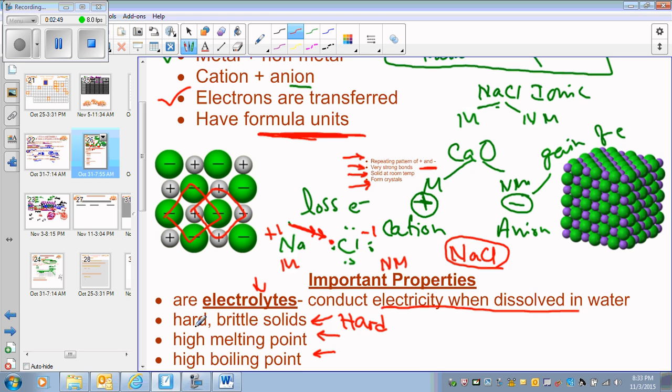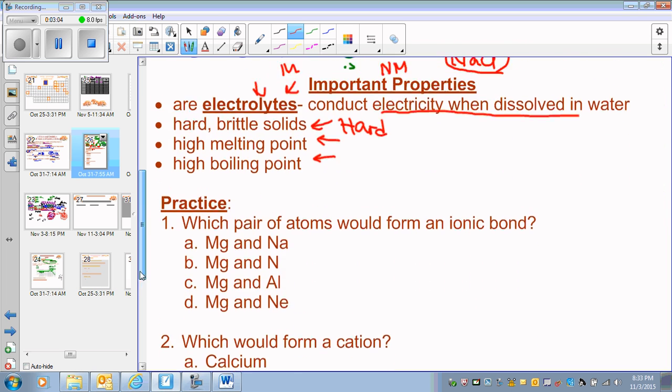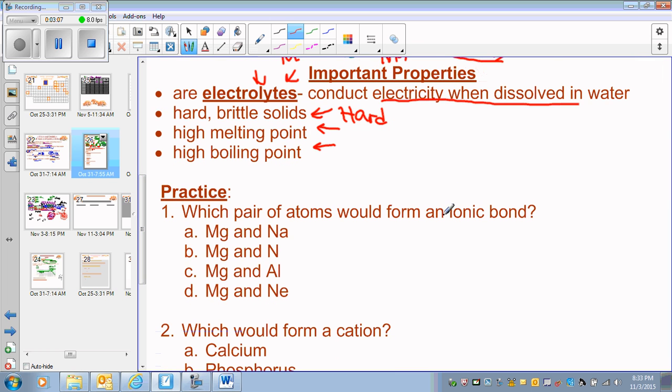They have high melting and boiling point. They're good conductors of electricity, and they're electrolytes when you dissolve them in water. They have a repeated pattern of positive and negative, very strong bonds, and are solid at room temperature. They form crystals. So which pair of atoms would form an ionic bond?